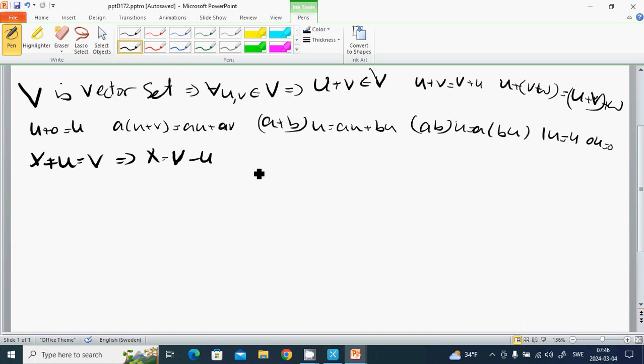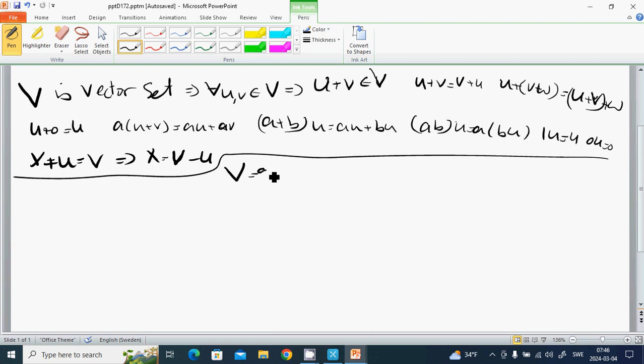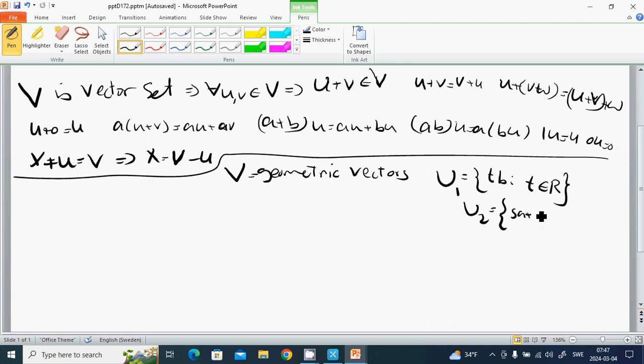Another is that we have an example for R3, geometric vectors, and we have U1 equals to {tb, where t is in R}, and U2 is {sa plus tb}, where s and t are real numbers, and it is in a plane.